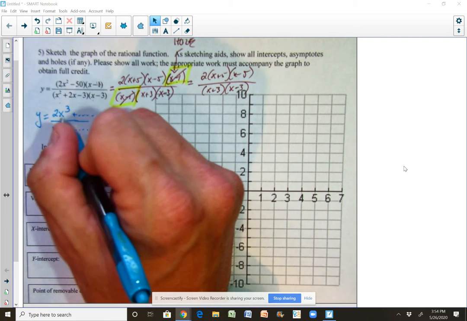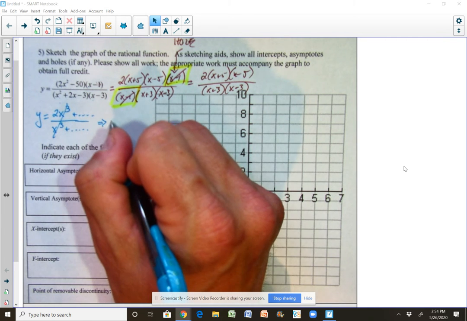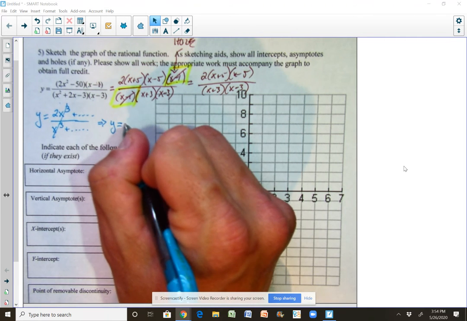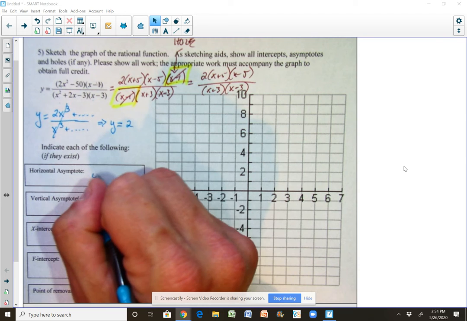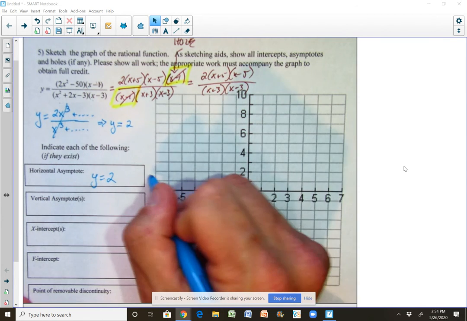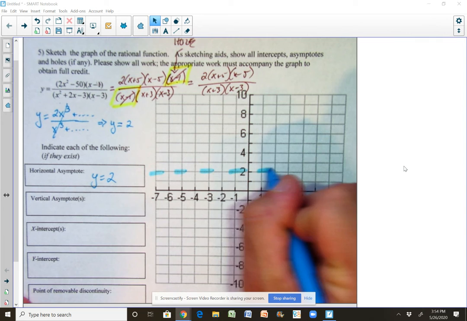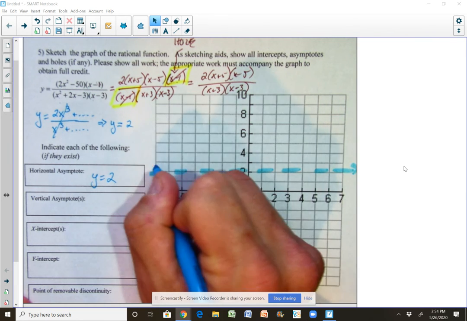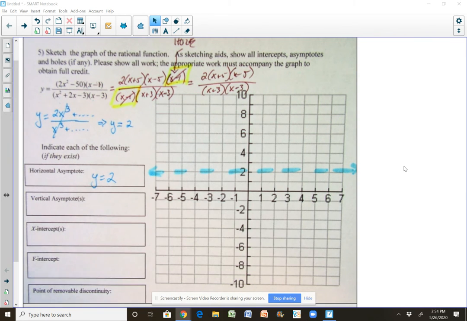But it doesn't really matter there. These are going to cancel. So for the long run behavior, this is going to approach y equals 2. So the horizontal asymptote here is going to be y equals 2. If we construct that, we can put that in here right away. Here's one of our boundaries. That's the horizontal asymptote, y equals 2.